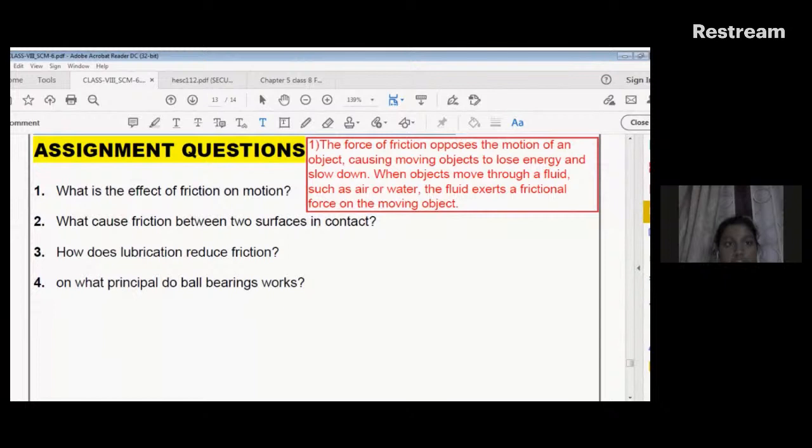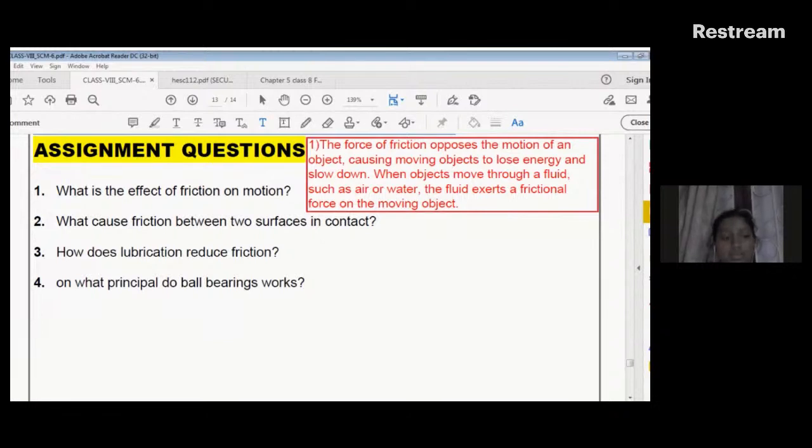The number 2 question is, what causes friction between two surfaces in contact? Let us see the answer. Now, what causes friction between two surfaces in contact? So, friction is caused due to irregularities on the two surfaces in contact.